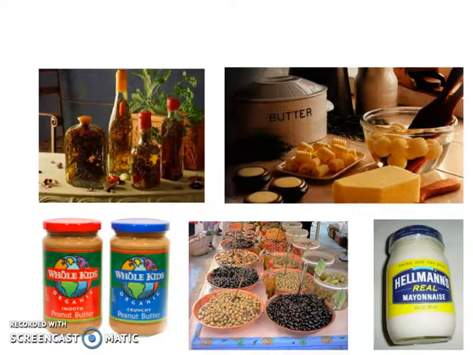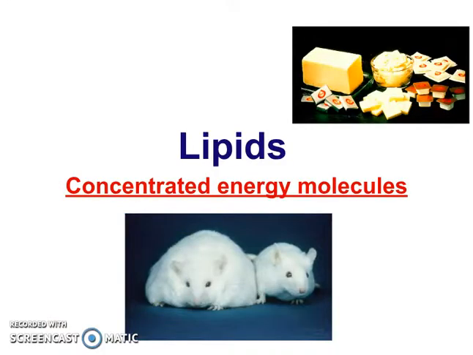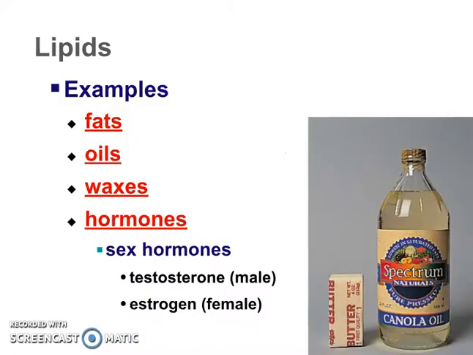All right, next we have lipids. So lipids, also known as fats or oils, these guys kind of get a bad rap. They're really concentrated energy molecules. So we measure energy in calories, or at least that's one way we can measure energy. And so a calorie refers to the amount of energy in your food. So the more calories, the more energy is stored in that food. So lipids, which are high in calories, also have a lot of energy stored in them.